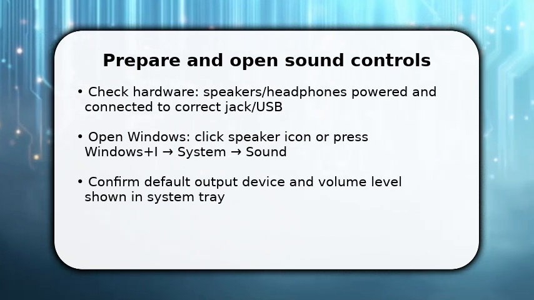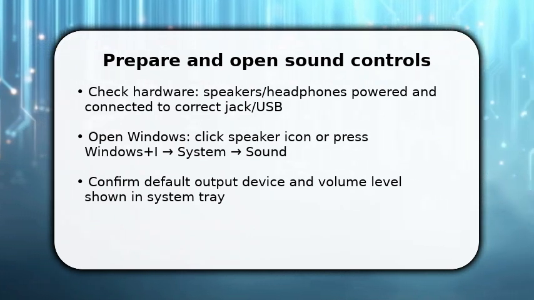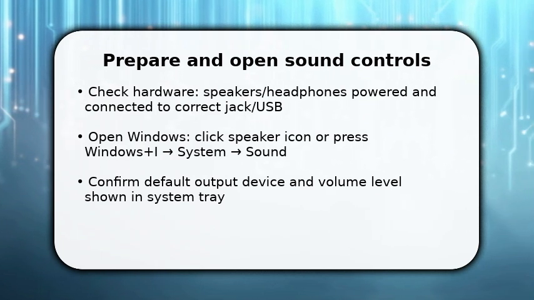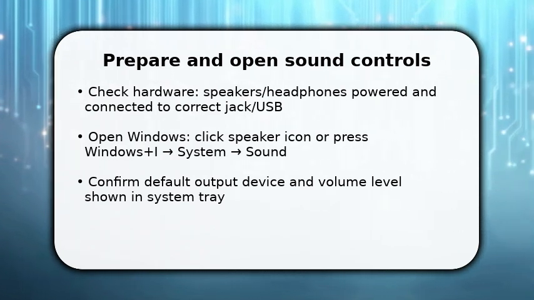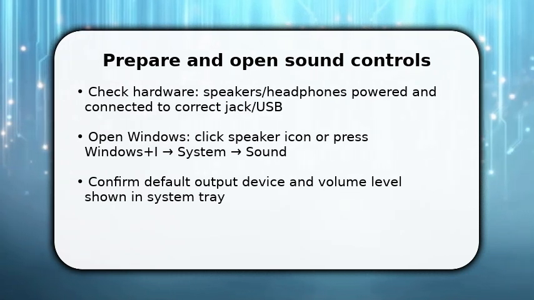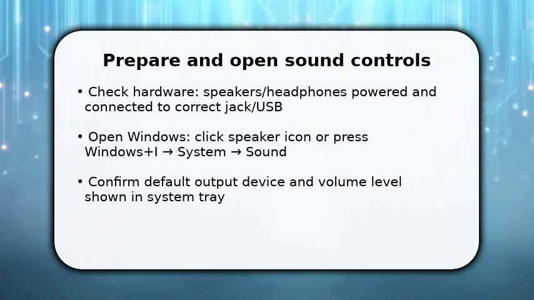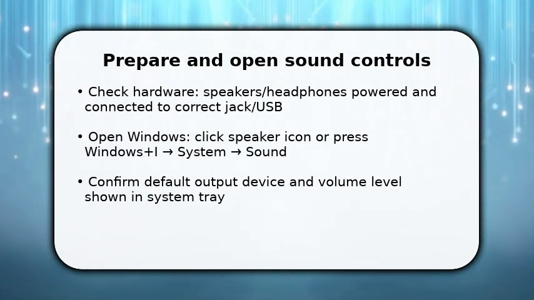Once done, click the System Tray speaker icon or press Windows plus I, then System, right arrow, Sound to open controls. Make sure the correct output device is selected as the default. This matters because Windows can route audio to inactive devices, making your adjustments ineffective. Now you're ready to change levels and settings.